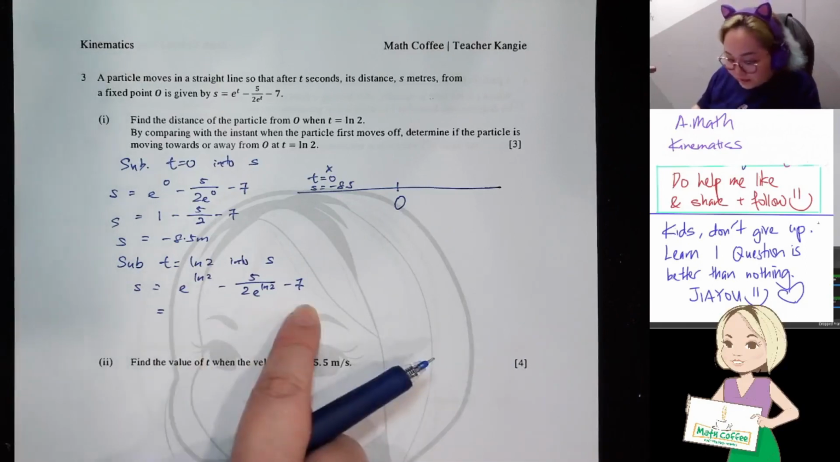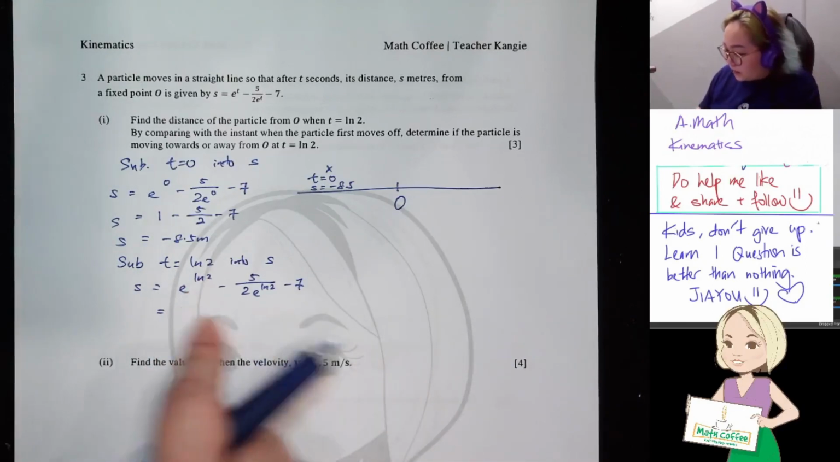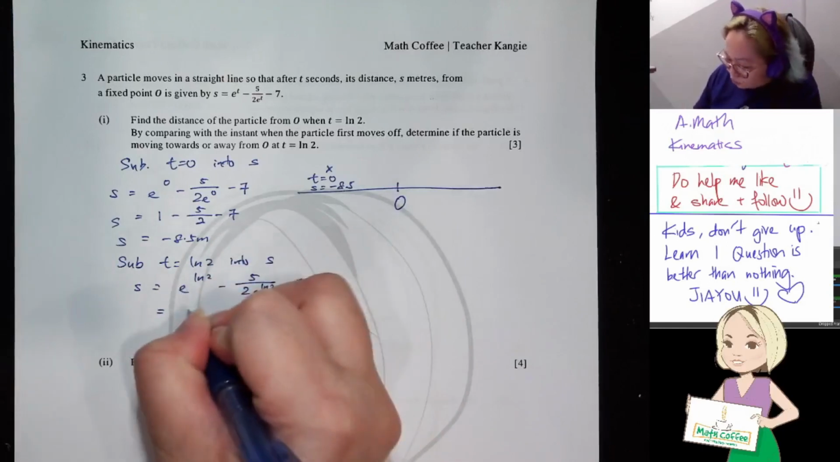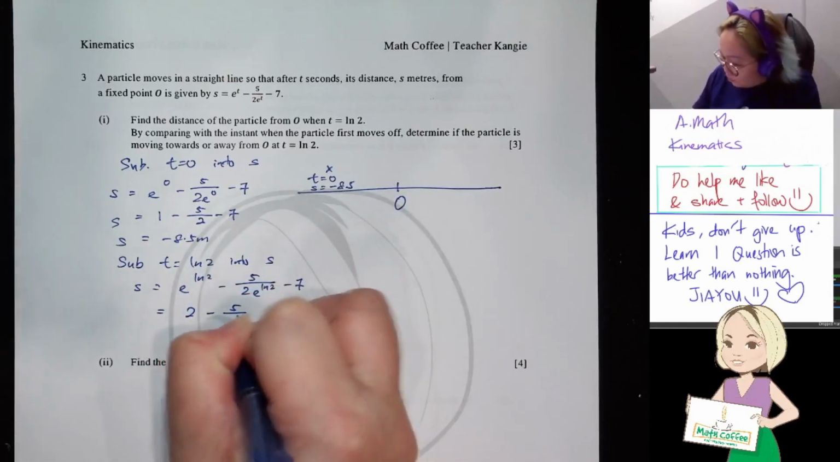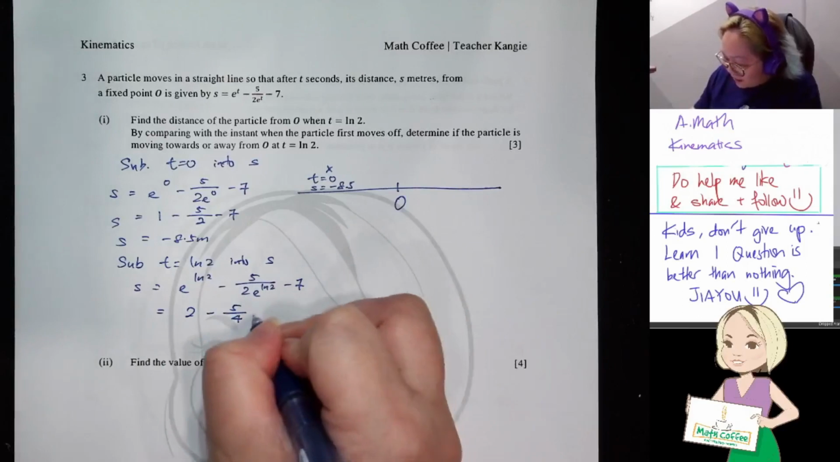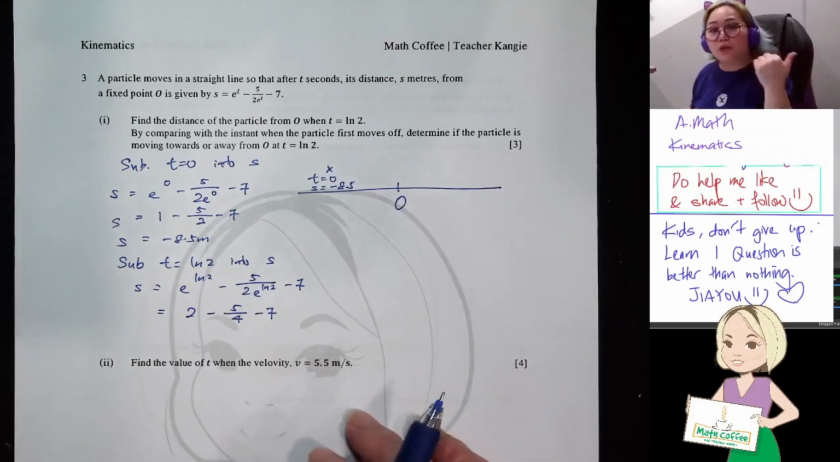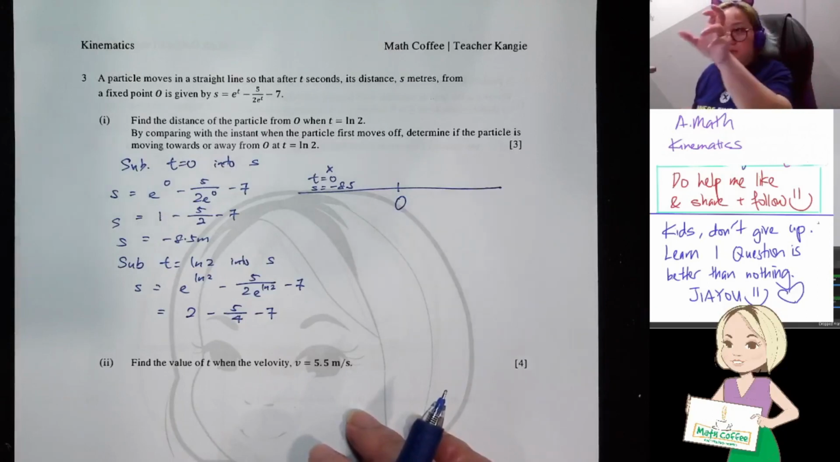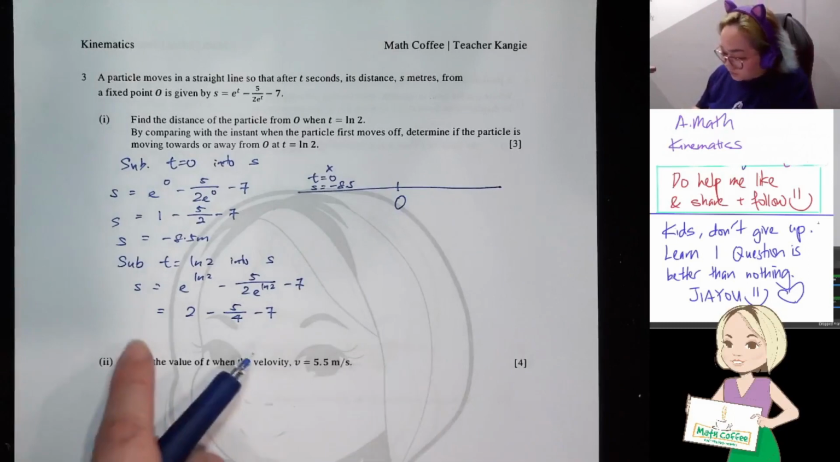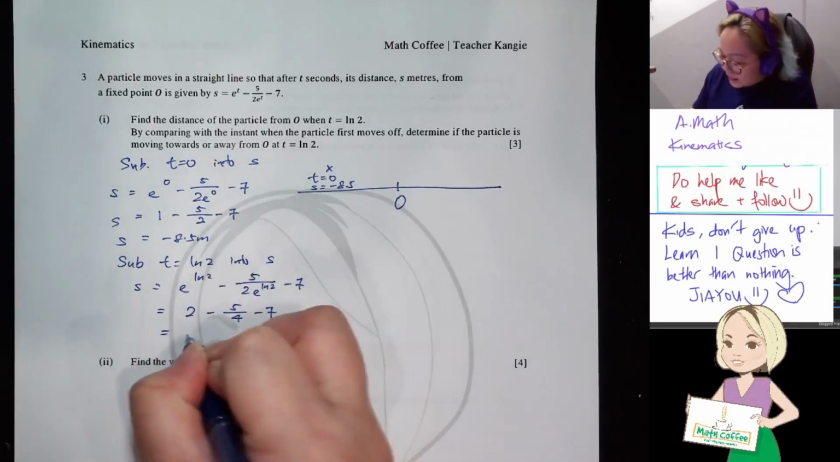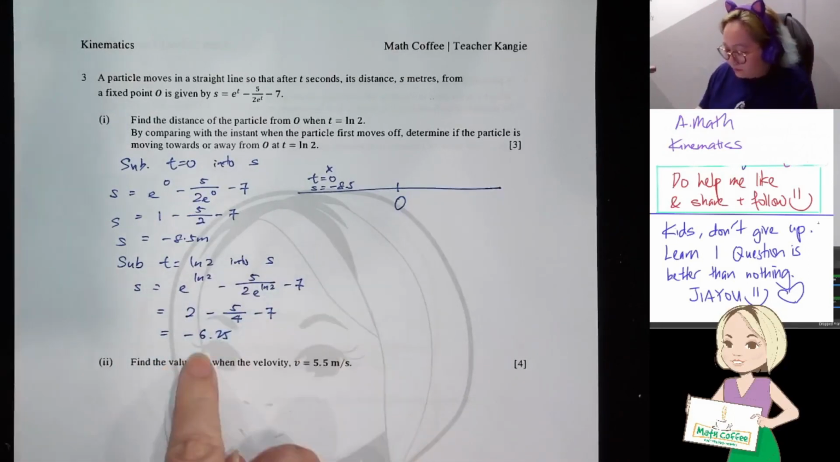Okay, so after I sub in e to the power of ln 2, I will get 2 minus 5 over 4 minus 7. Differentiation I went through in the past. You can go to my YouTube channel and search the differentiation topic and see what videos come up. And my s will be negative 6.25.